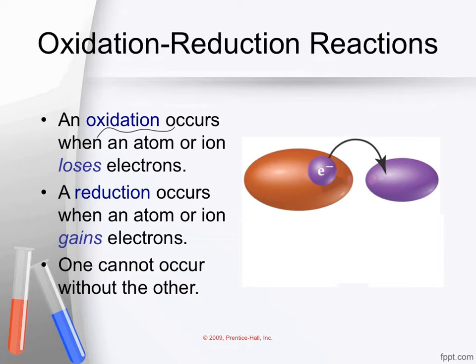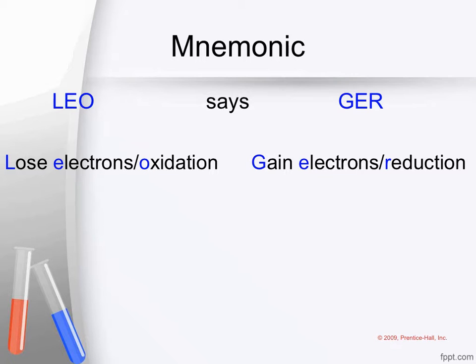Oxidation occurs when one of the substances loses an electron. Reduction occurs when the substance gains electrons. I've always felt like those definitions are opposite of what they should be, but they occur simultaneously. Obviously, if a substance is going to give up an electron, there needs to be another substance that will accept it. Here's a memory trick that I've always used to keep these two straight. LEO says GER. So lose electrons means oxidized, gain electrons means reduced.